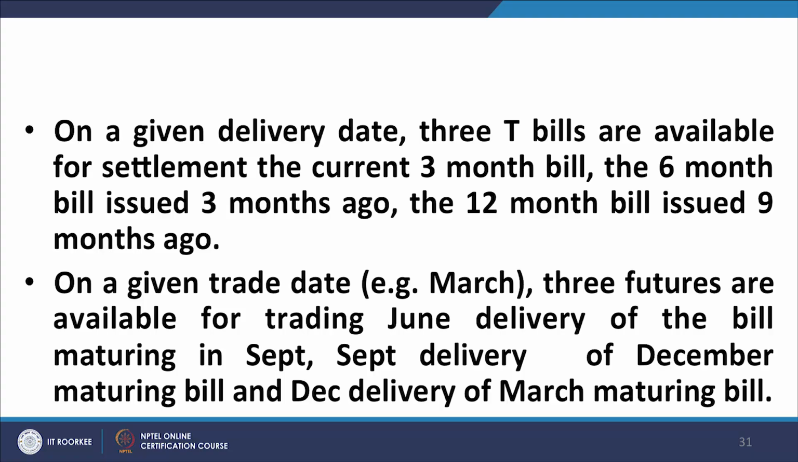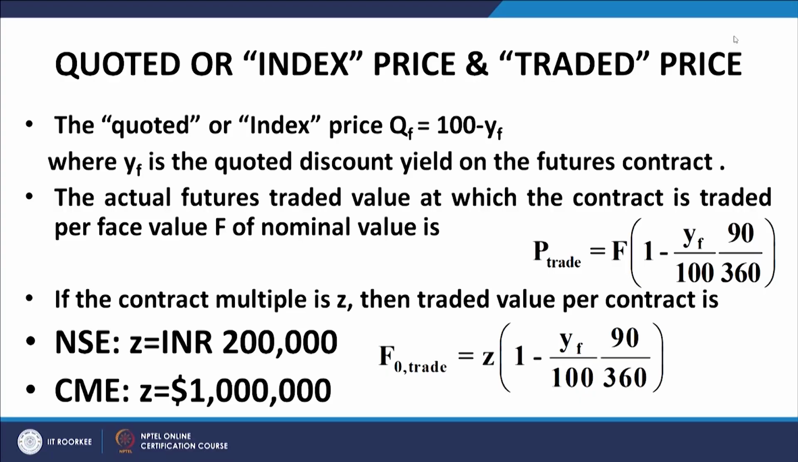Let us see how. So, we have 3 futures contracts which can be traded as on March. A bill having a life of 3 months as on March, delivery in June, maturity in September, then a bill which is delivered in September, maturity in December, that is 9 months remaining life as in March, and then a bill that is delivered in December for maturity in March, which has a life of 12 months as on March. So, these are 2 interesting situations.